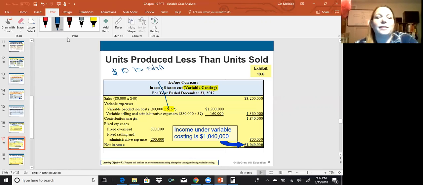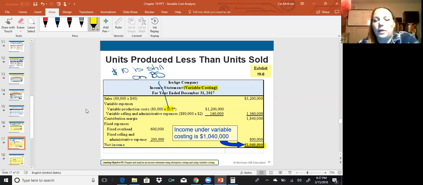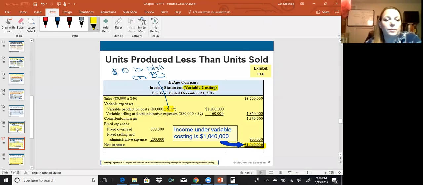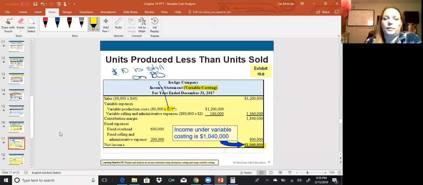Balance sheet. Yes, still on the balance sheet. Okay. So now our net income is $1,040,000 as opposed to 840,000. This income is higher.